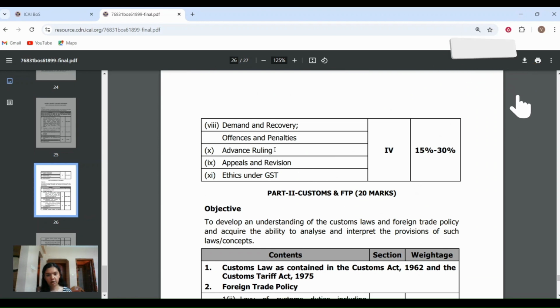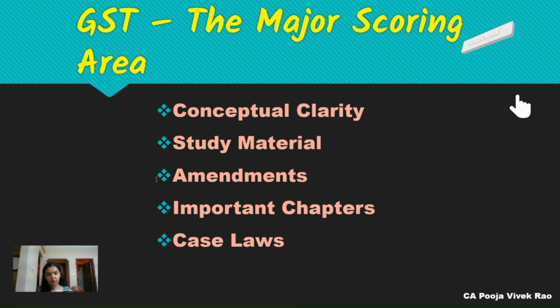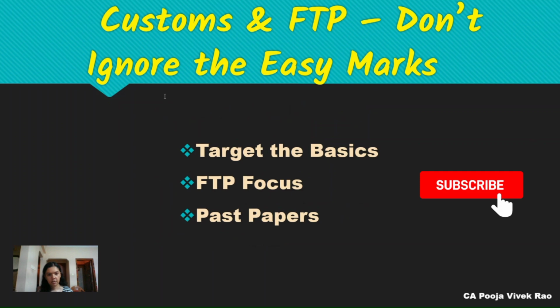15 to 30% has been allocated to demand and recovery, offences and penalties, advance ruling, appeals and revision, and ethics under GST. Case laws: memorize the important case laws mentioned in the study material. Knowing how to apply these to practical situations can help you score extra marks.